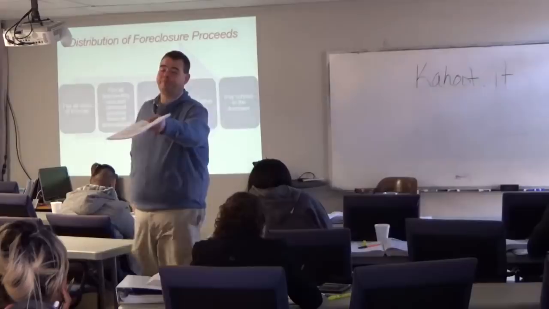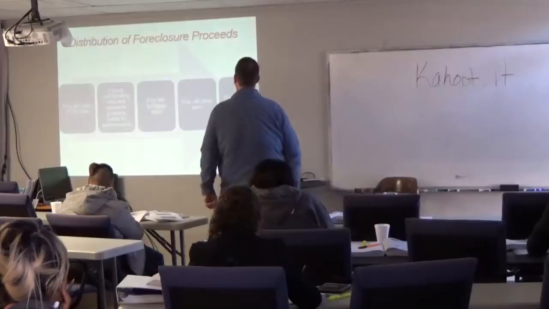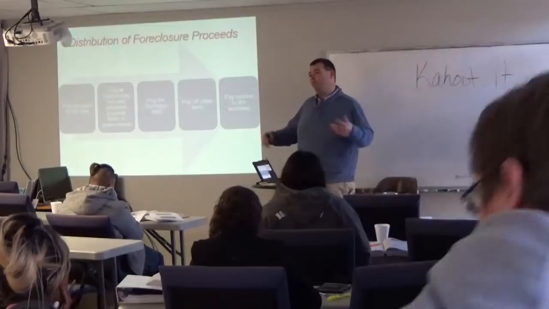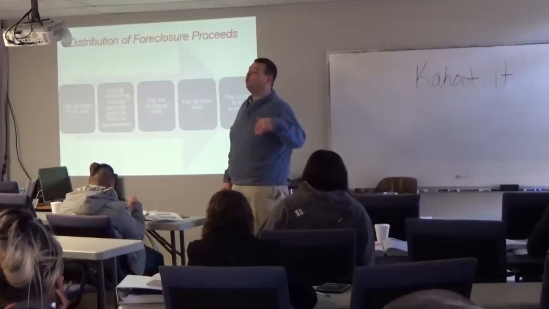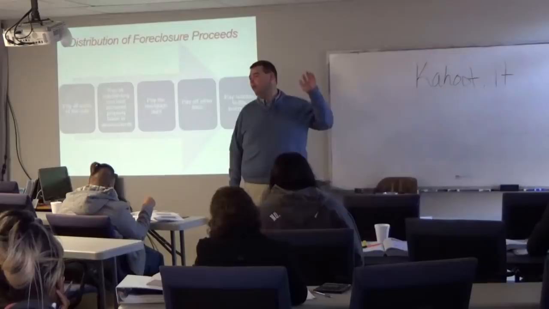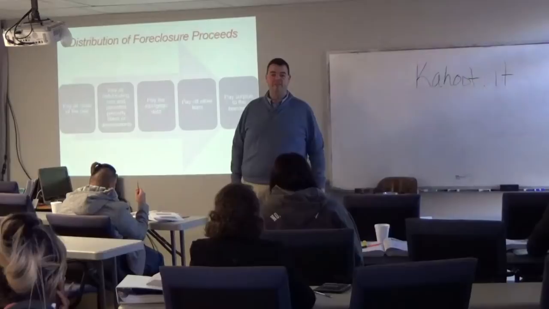Okay? So, what happens when we do foreclose and we sell that property? When we foreclose and we sell that property, there's going to be some proceeds, correct? We need to know what order to pay. Why is the order important? Remember when we talked about lien priority way back in chapter 3? Why did we say the order was important? We may run out of money.